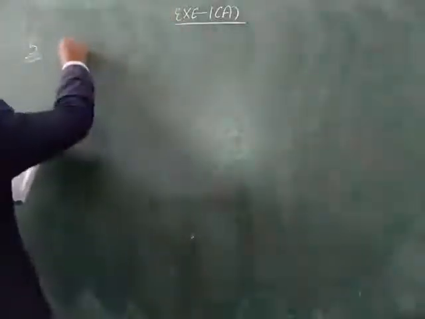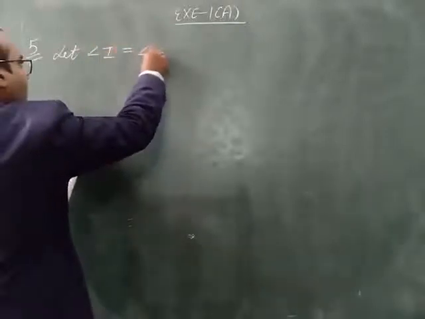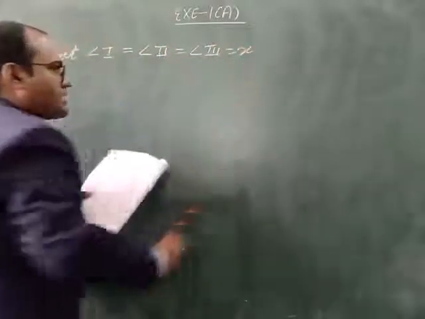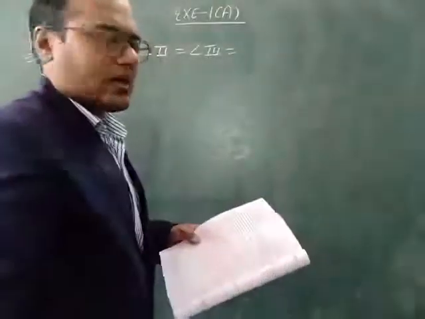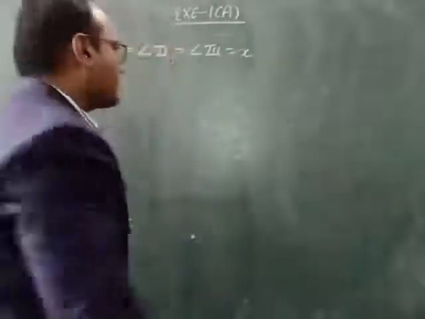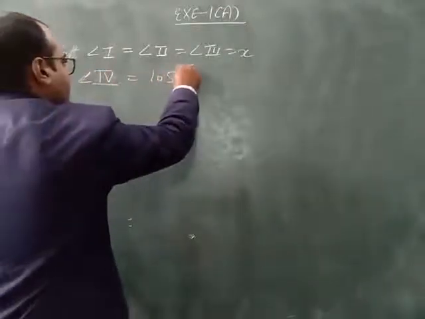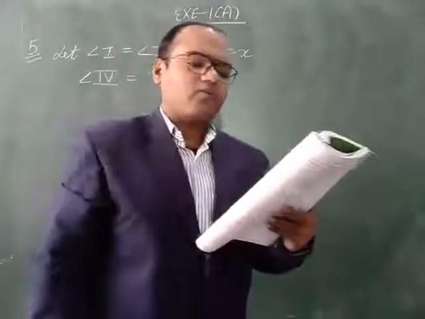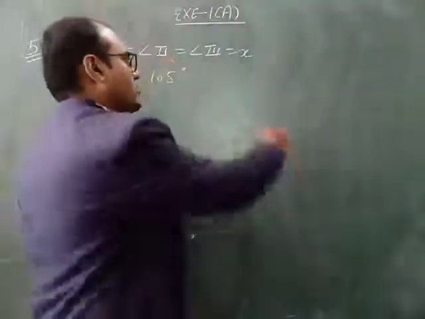So we will assume let angle first equal angle second equal angle third equal to x. Three angles are equal, so we assume all these 3 equal angles are x. And the fourth angle is given. The fourth angle is 105 degree. We have to find the magnitude of each of the equal angles. That means we have to find the value of x.